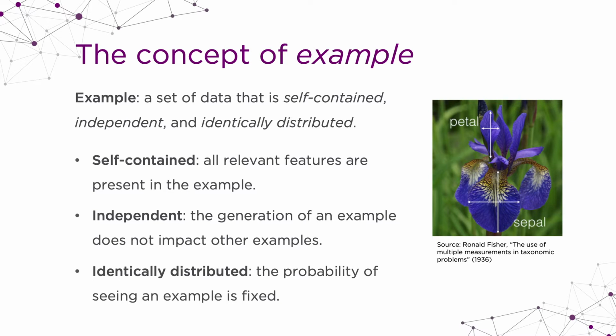So if I take one flower and measure these 4 features, this example is self-contained. I have all the information necessary, with probably a little bit of noise, but I have enough information to predict my label.